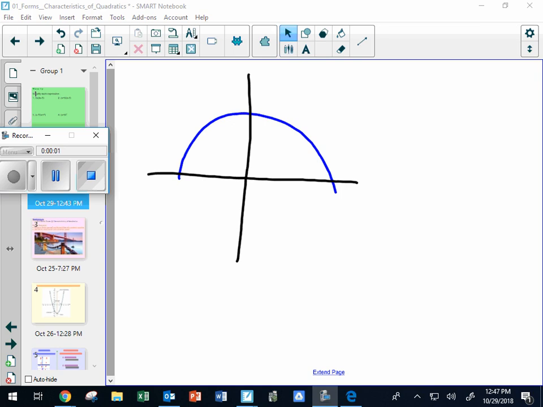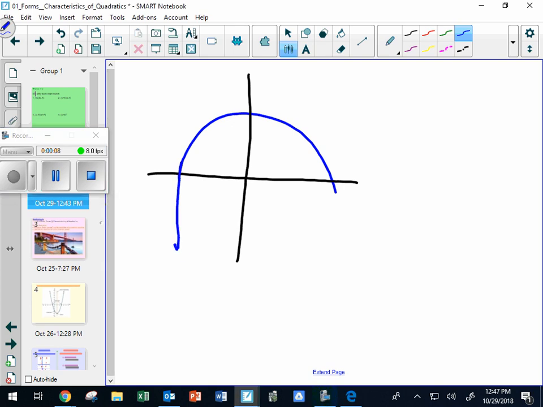What we're going to be looking at today has to do with this idea of quadratic equations and this arc pattern, which we typically call a parabola.